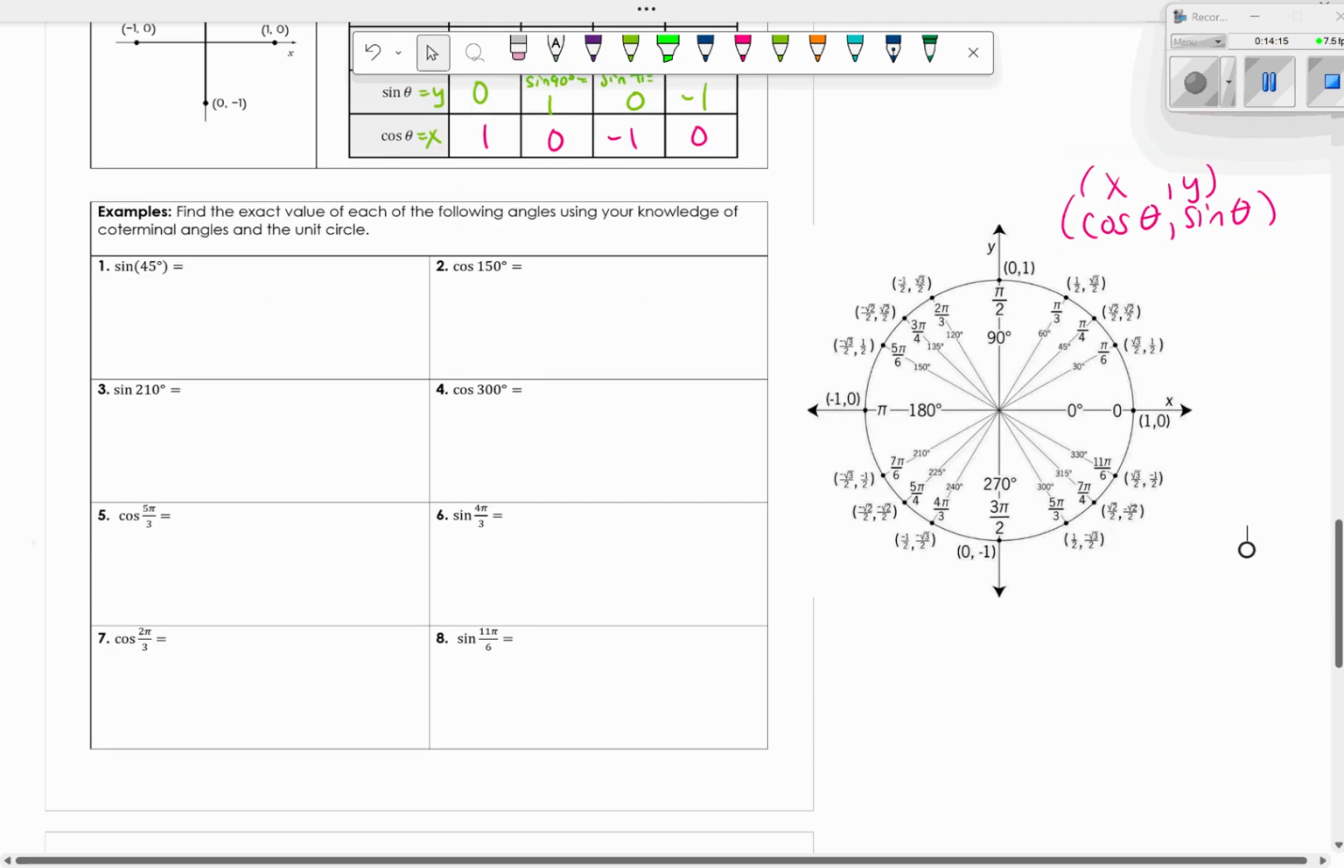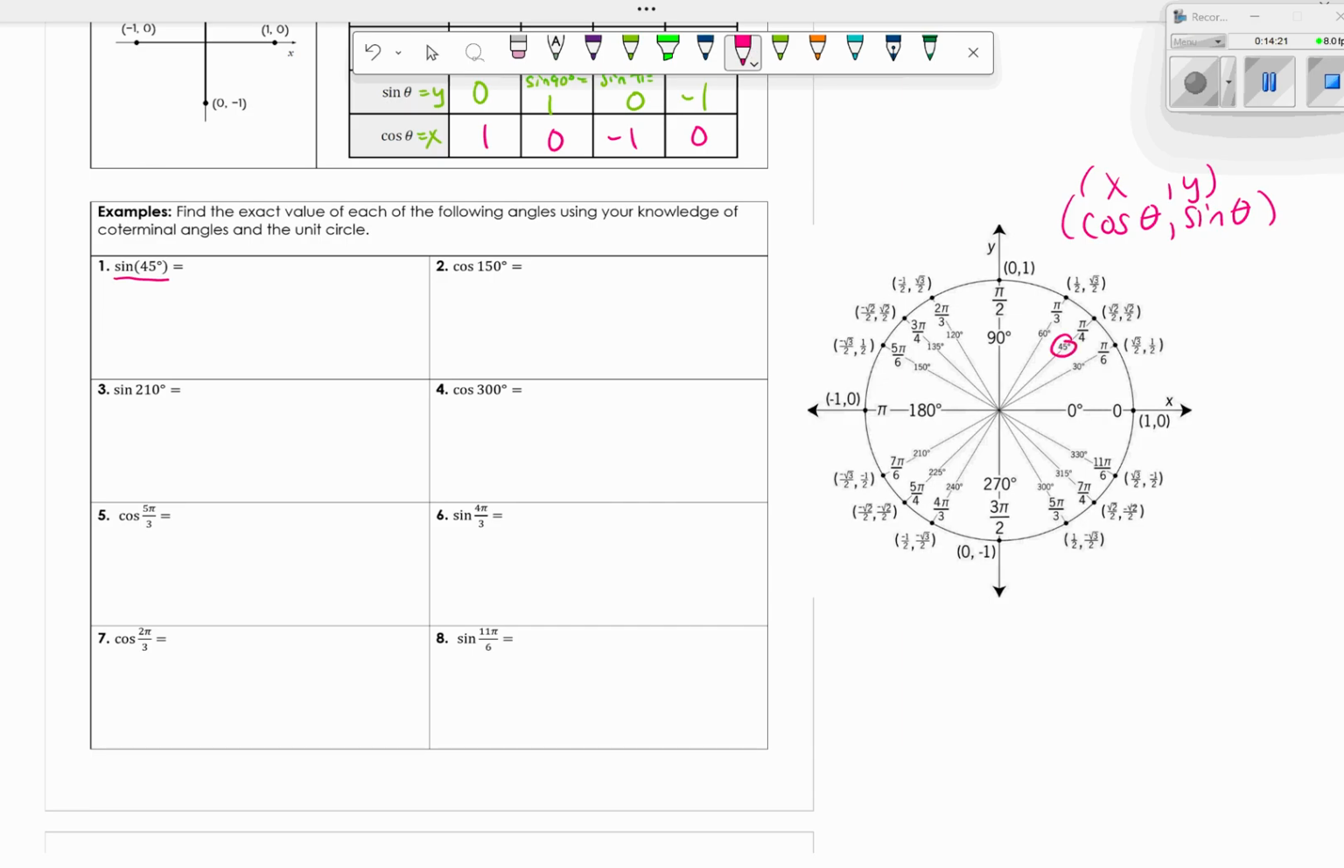It says, find the exact value of the following using your knowledge of the unit circle. So this says the sine of 45 degrees. Well, where's 45 degrees? Here. Sine is the y coordinate. So what is the y coordinate? Root 2 over 2. Then we look at the next one, cosine of 150. So 150 is here. Cosine is the x coordinate. So what's the x coordinate? Negative root 3 over 2.